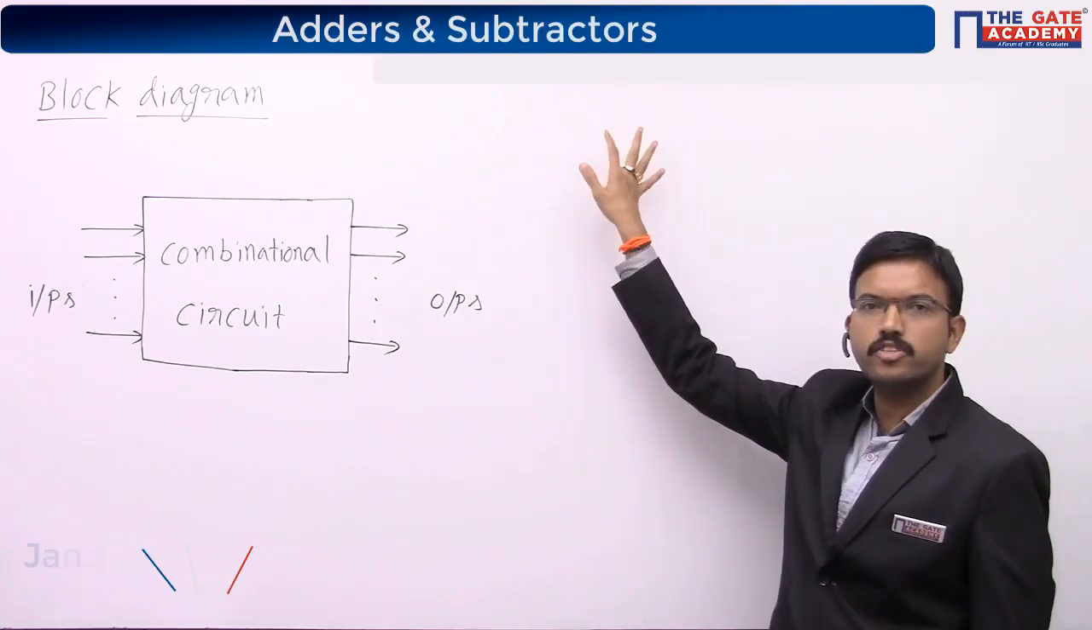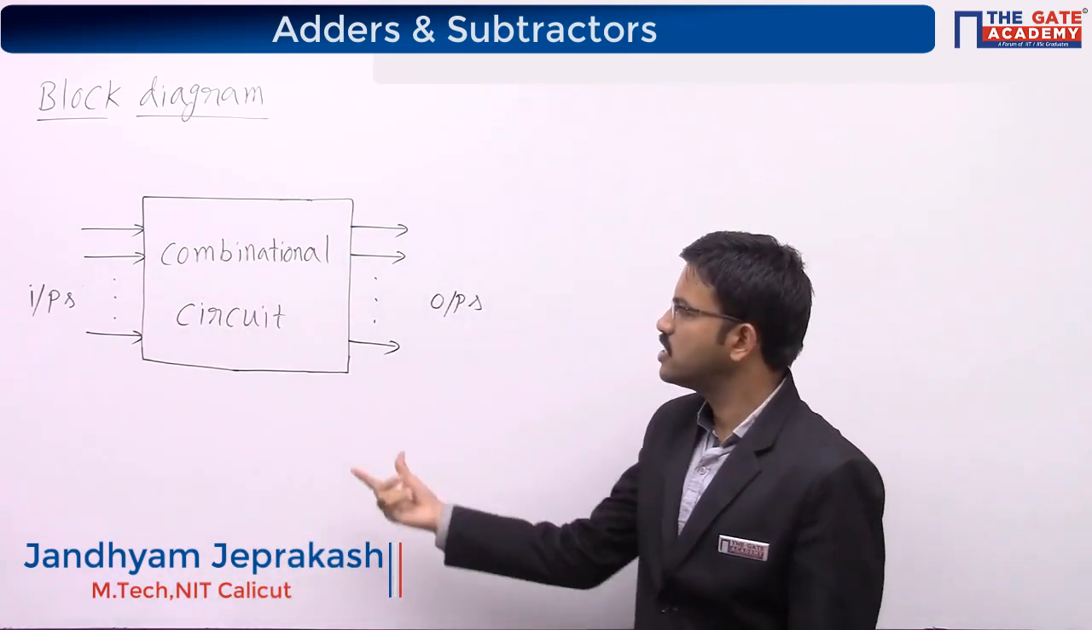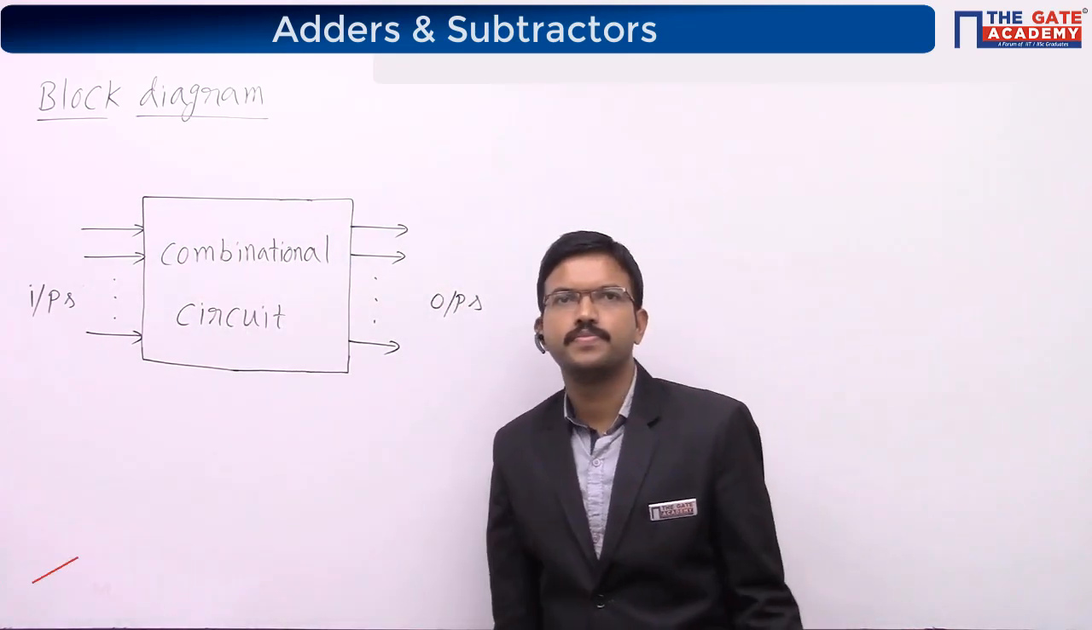Put the heading Chapter 4 Combination Circuits. First topic, block diagram of combination circuit. First draw the block diagram of combination circuit.